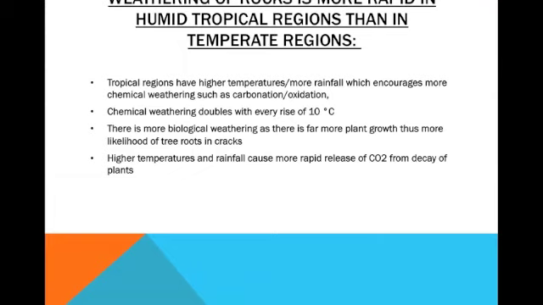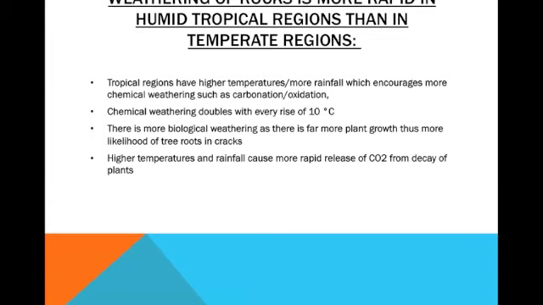So, weathering of rocks. Why is it more rapid in humid, so wet tropical regions, than in temperate regions, so more dry regions? Why is weathering more rapid in humid areas and tropical regions? Well, tropical regions generally have a higher temperature and more rainfall, which encourages more chemical weathering, such as carbonation and oxidation. Also, chemical weathering doubles with every rise of 10 degrees.